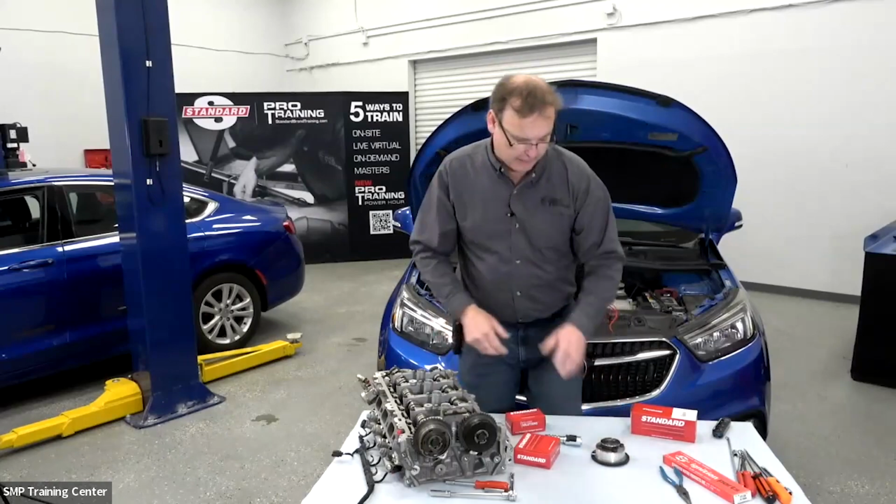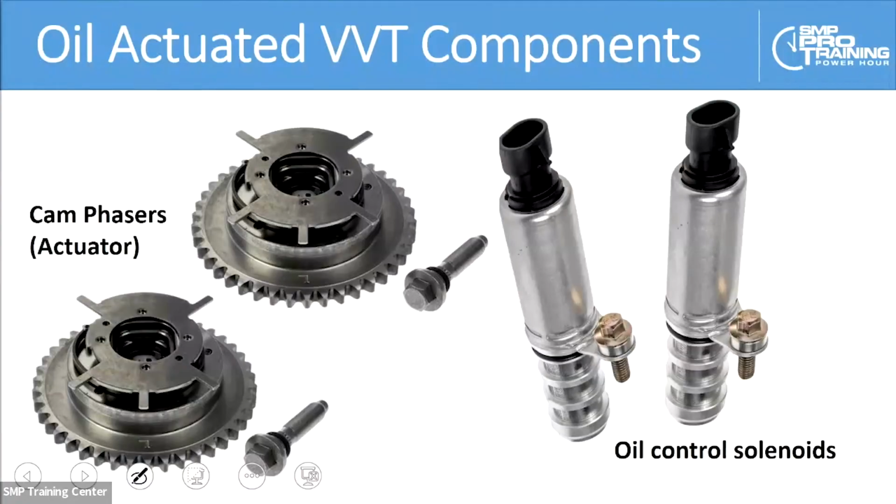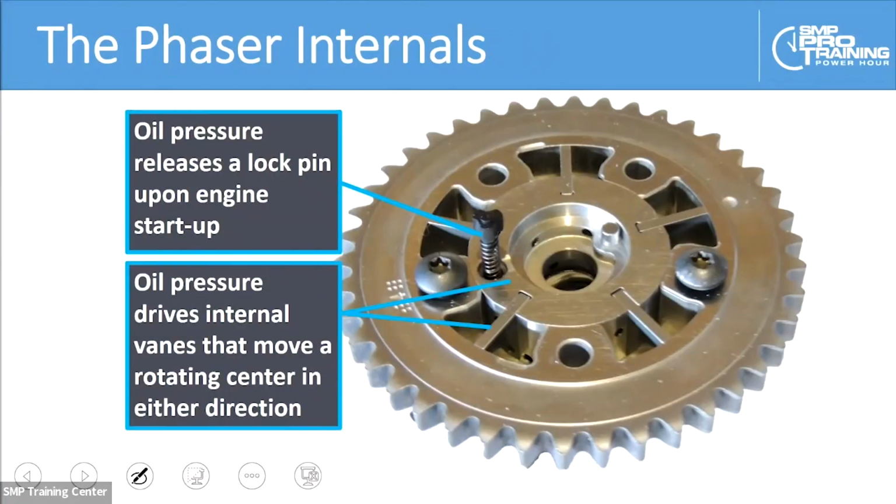So let's take a look at the internals of the actuator. Here in the internals, we have a lock pin, as you see, and that lock pin will actually lock that phaser into a home position so that when we shut the engine down, we'll be able to hold that phaser in that position during the next startup event. But once we start the engine, then oil pressure will allow that lock pin to release, and then we'll be able to phase that camshaft.